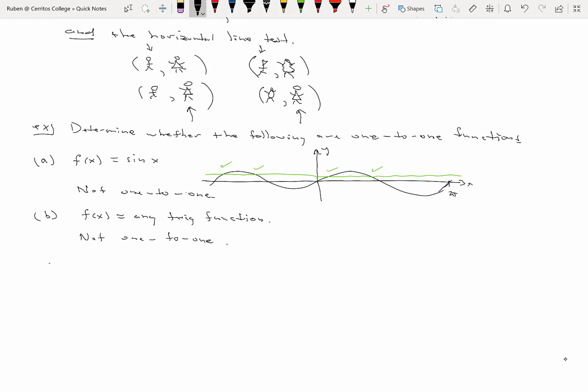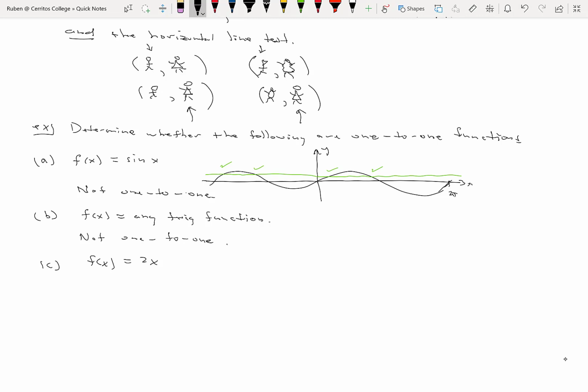Here's our next example. So part C. f of x equals 2x. The answer should occur to you very, very quickly. What is the graph of y equals 2x? It's a line with a slope of 2. If a line has a steepness of 2, it has to be 1 to 1.